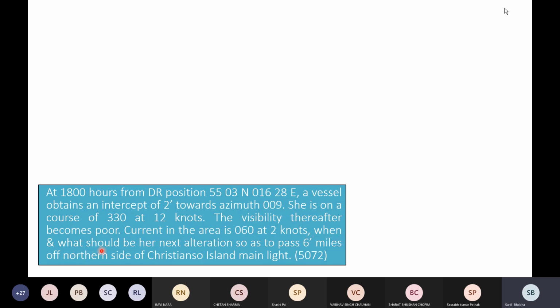When and what should be her next alteration so as to pass 6 miles off the northern side of Christiansø Island main light? So this is a question based on this particular topic, blind navigation or steering safe courses using a single PL.